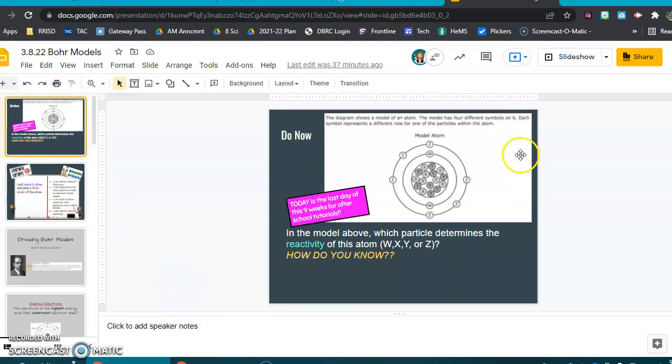The diagram here shows a model of an atom that has 4 different symbols on it. Each symbol represents a different role for the particle in the atom. So here we have X's and Y's in our nucleus. Oh yeah, that's right, protons and neutrons, you can pick whichever. W is an electron and Z is an electron, but they're separated out. In the model above, which particle determines the reactivity of this atom? Well, W doesn't, but Z does, because remember, we're supposed to have 8 electrons, and we have 6 here. So we remembered that from when we worked on our Bohr models.